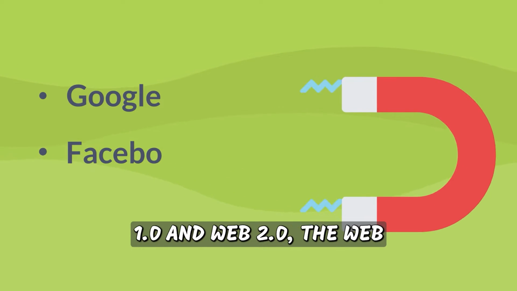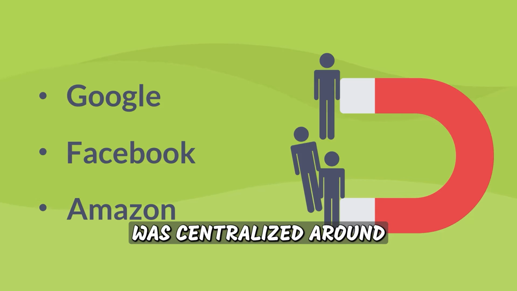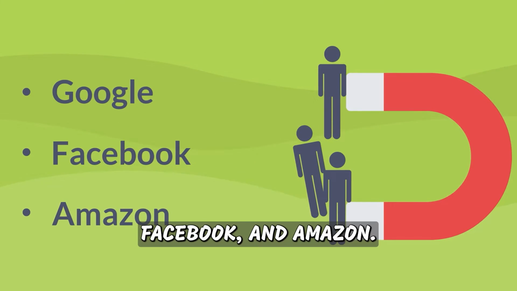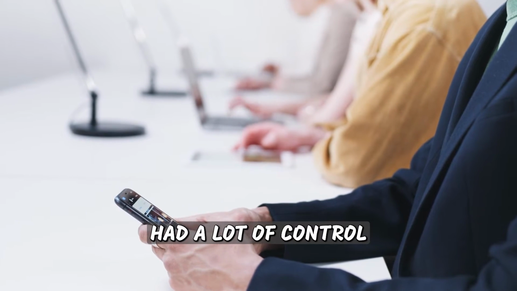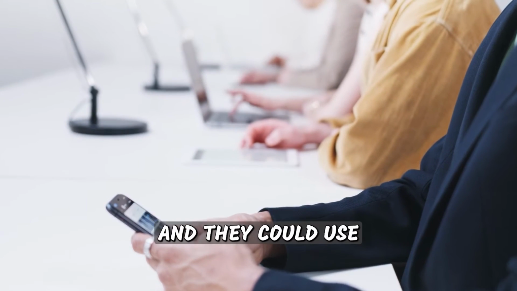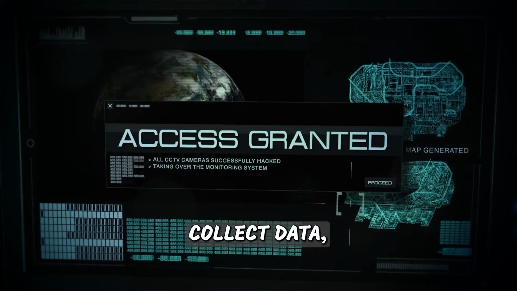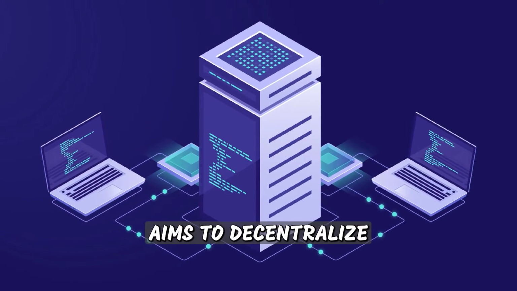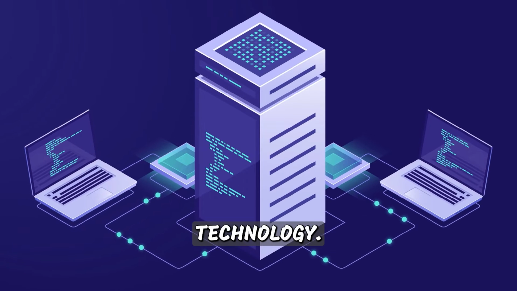In Web 1.0 and Web 2.0, the web was centralized around a few big companies like Google, Facebook, and Amazon. These companies had a lot of control over the web, and they could use that control to track users, collect data, and censor content. Web 3.0 aims to decentralize the web by using blockchain technology.